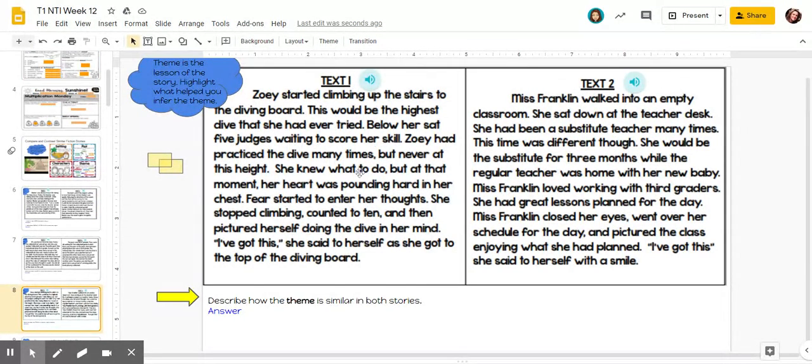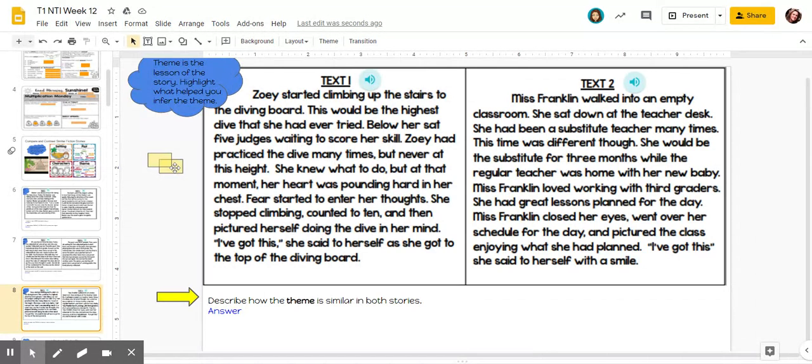Then for this slide, once again, you are comparing two texts. They're both similar stories with a lot of the same characters. And this time you're paying attention to the theme. So what was the overall message? Now, it may not tell you the message directly. It may say something that you use to infer the message or the theme.